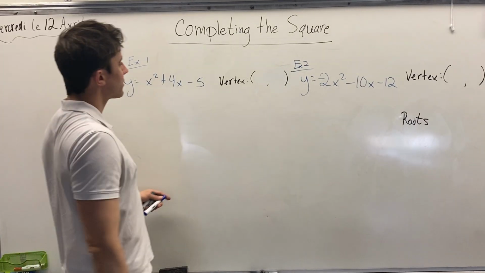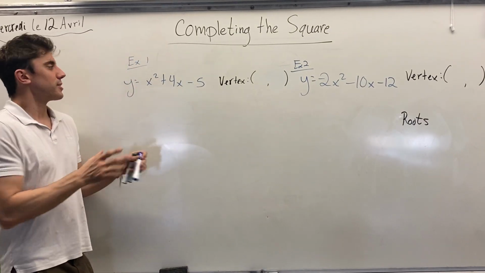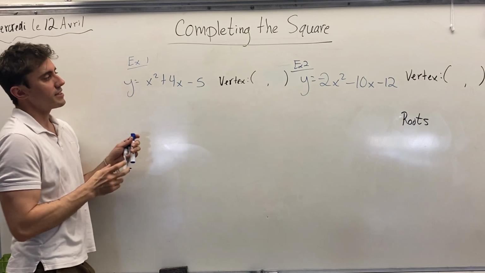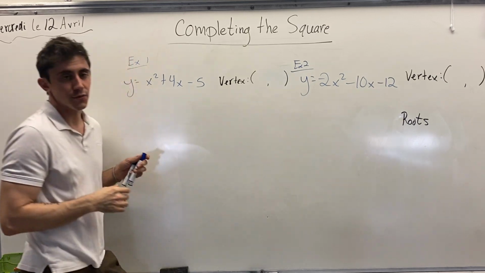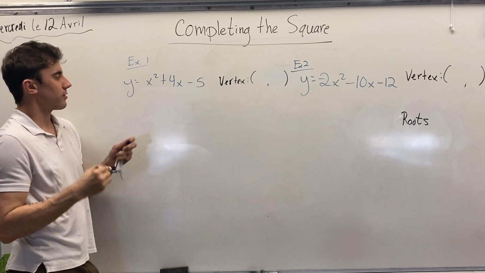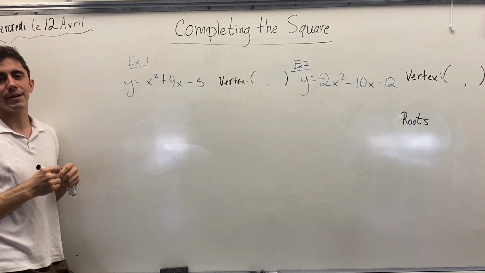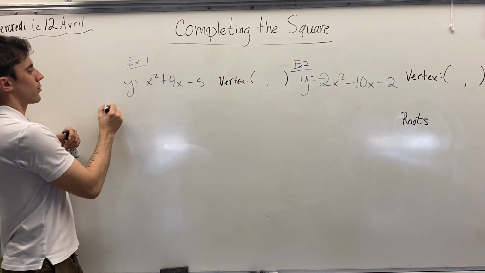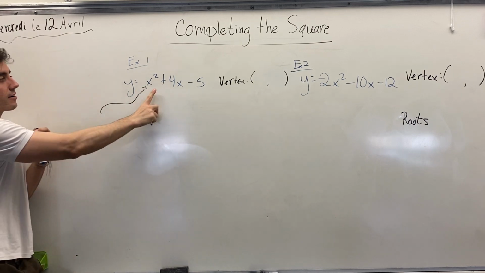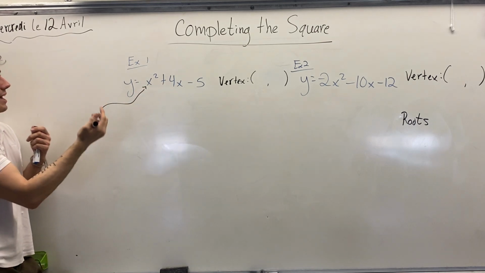Hey guys, today we're going to do a video on completing the square, particularly when we have quadratic functions that we want to find the vertex for. And so, our first line, we're going to look at y is equal to x squared plus 4x minus 5. Now, our first order of business is recognizing our x squared coefficient, which we typically call a, right?